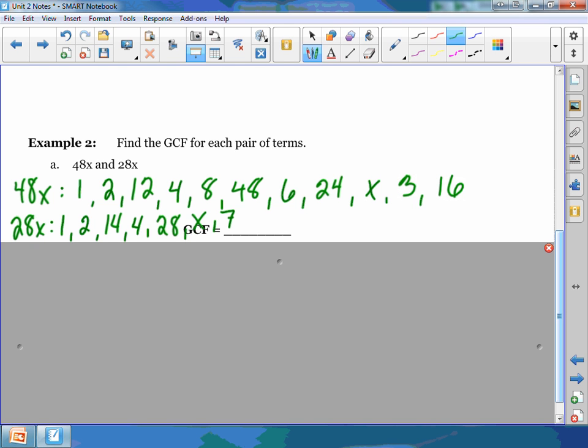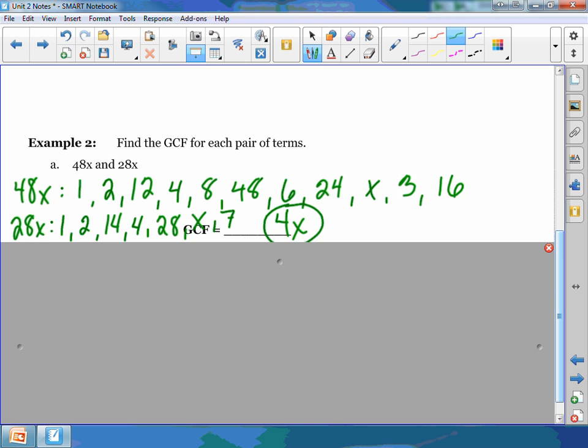So now that we've compiled these lists, all we're doing is searching for the GCF. What do you see? Jack? 4, yep. Anything else? X. If they have a variable they both share, we include that too. So the GCF would be considered to be 4x. All of those factors, and the largest one we could come up with would be 4. That's the way to do it.